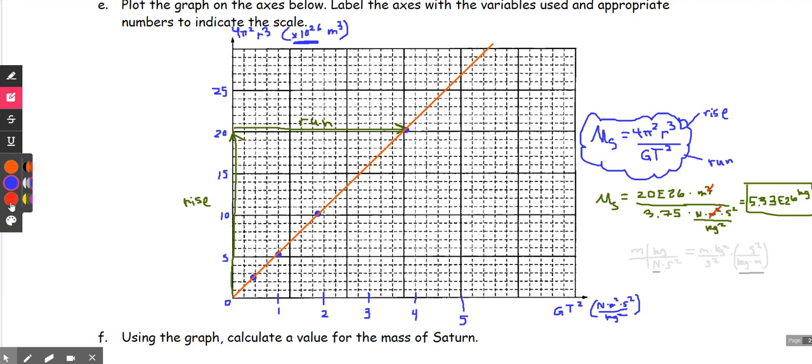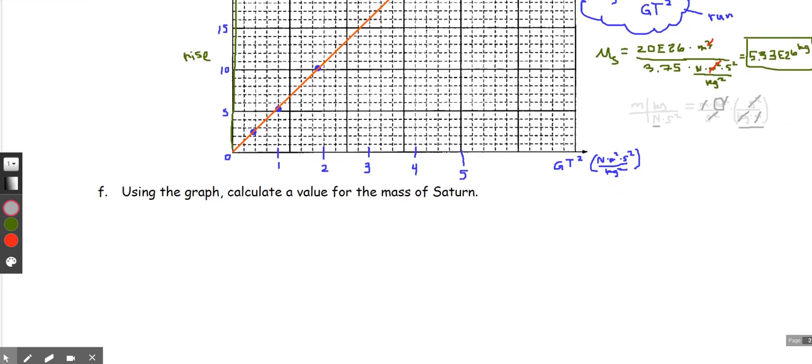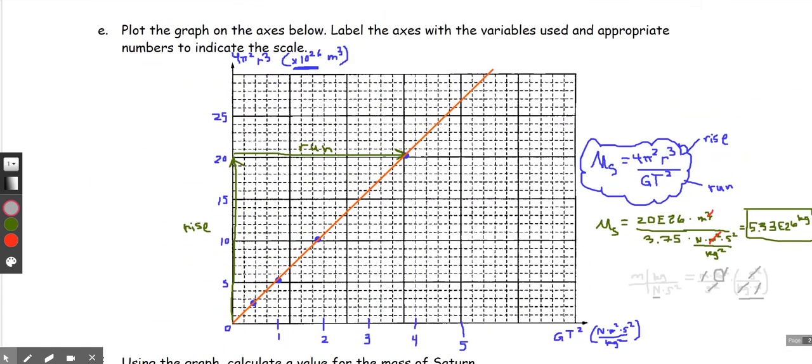I can see from that point that a bunch of stuff will cancel now. Boom. Oops, I'll grab my pen here. My meters are going to go away, my seconds squared are going to go away, my kilogram here and here, and I'm left with this kilogram. So I get kilograms for my units for the mass of Saturn, which works out a-okay. And I really like my answer because Saturn is probably very big, and it's a lot of kilograms. Okay, so at this point, we are done.